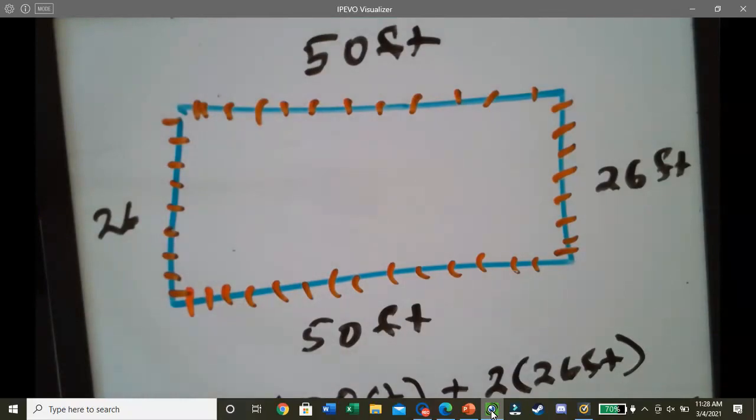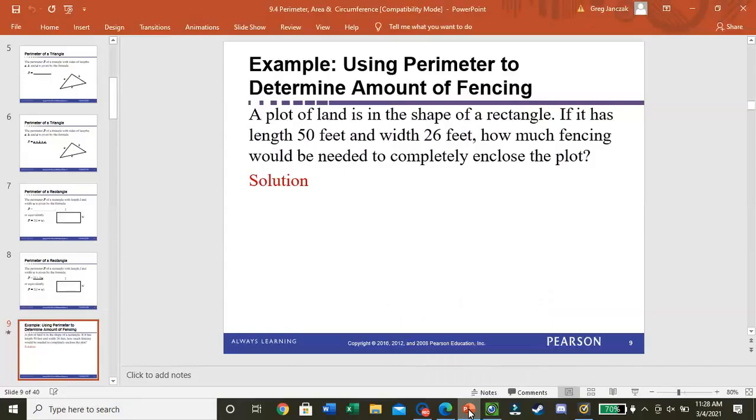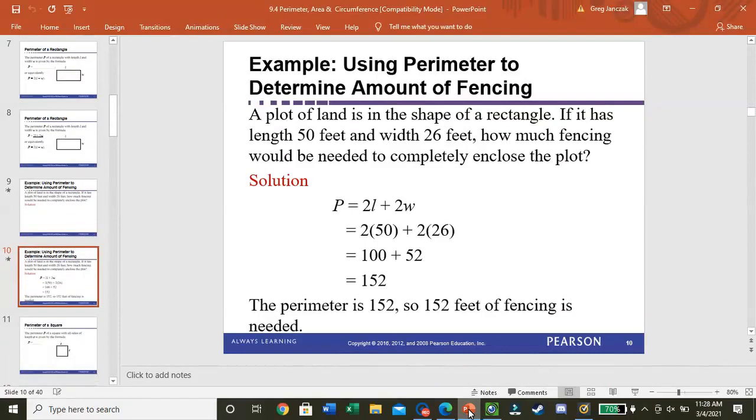So if you wanted to put a fence around the yard, you would take a roll of chain link fence and measure 152 feet, and you'd know that's what you need to enclose your yard. Okay, any questions there? Your unit of measure for perimeter is just, in this case, feet.